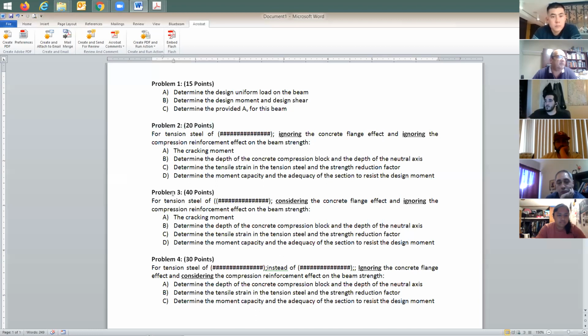All right, now let's see here, problem number 3. You consider the concrete flange effect, which means now you treat this as a T section, and you ignore the compression reinforcement and do the same.